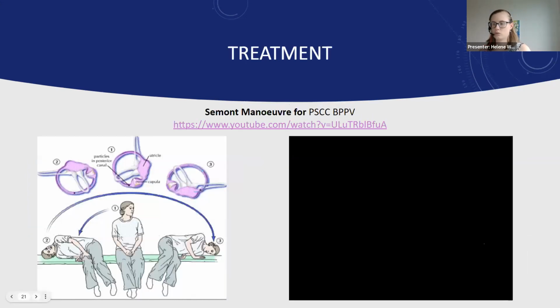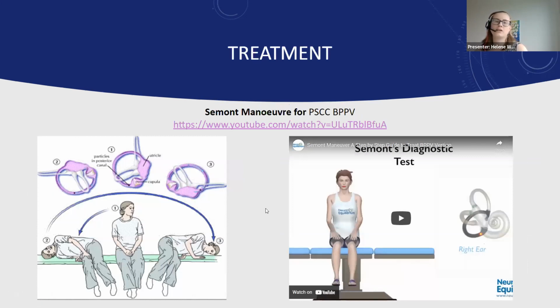The Semont maneuver is an alternative if you have a patient that has BPPV but has difficulties with the neck or back, and you're not confident in doing the Epley with them, and it being comfortable for them. Essentially, it does the same thing, but requires less turning and movement of the neck, so might be preferable for some patients. I'm not going to play the videos, but the links are there for you to have a look at if you come across a patient where you feel that's going to be appropriate. But for the very vast majority of people, you'll be looking at doing the Epley.